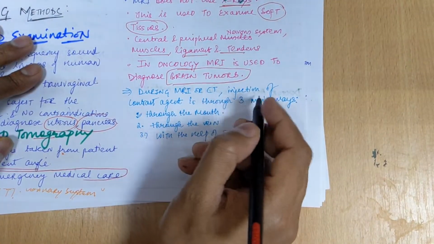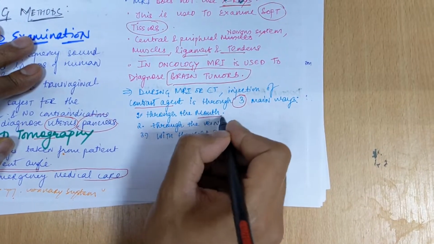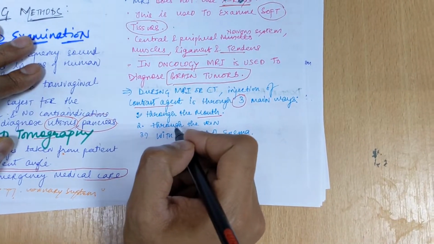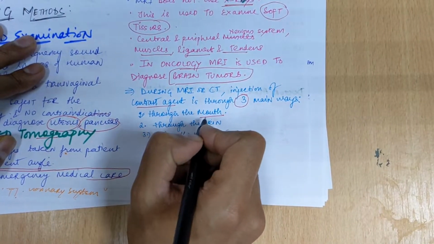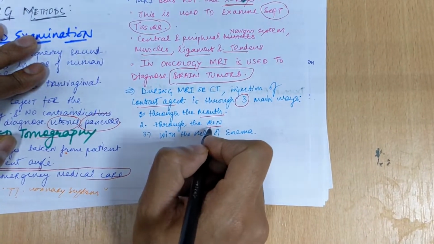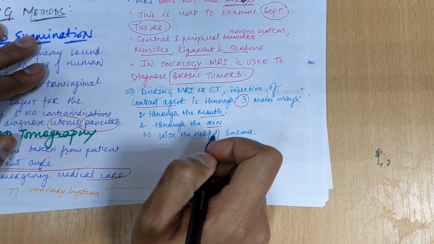Now during MRI or CT, injection of contrast agent is through 3 main ways. Through the mouth, you give it for transesophageal areas. For those areas we use the contrast agent through the mouth, and through the vein we use it for the abdomen area or muscles area.